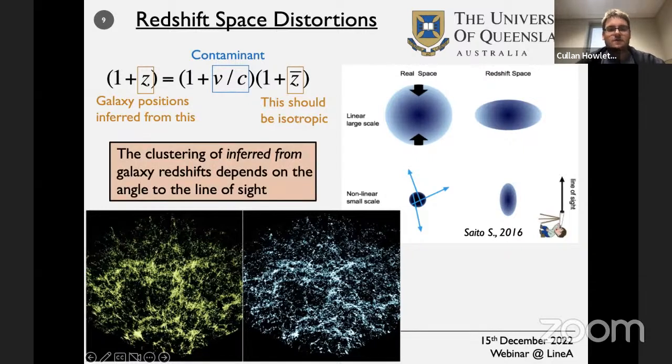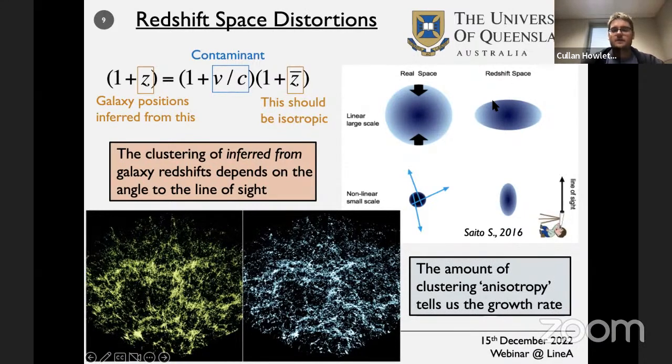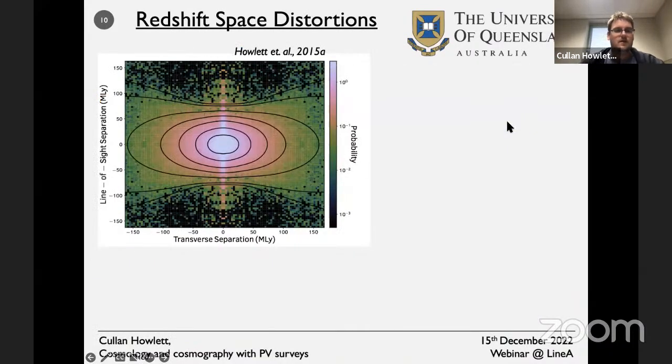And so the clustering that you infer from galaxy redshifts depends on the angle to the line of sight as well. So clearly here, because our redshifts are only along the line of sight, along this direction here, the inferred position is the same for galaxies which are falling sort of sideways, but is different for galaxies which are falling inwards. And so this amount of anisotropy, how distorted these otherwise spherical distributions are, tells us about how fast gravity is acting.